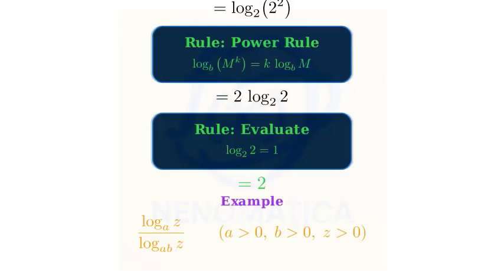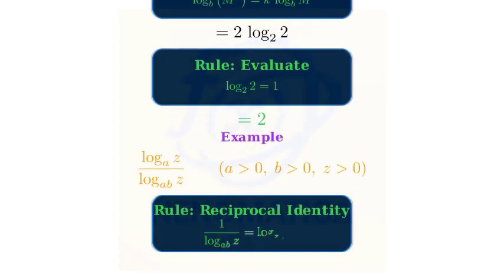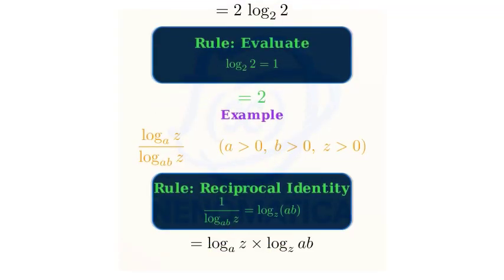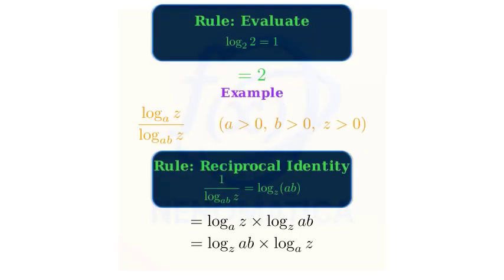Log base c of z divided by log base ab of z, with a greater than 0, b greater than 0, and z greater than 0. Step 1. Replace 1 over log base ab of z with log base c of ab. Then multiply. Step 2. Swap the factors. This does not change the value.